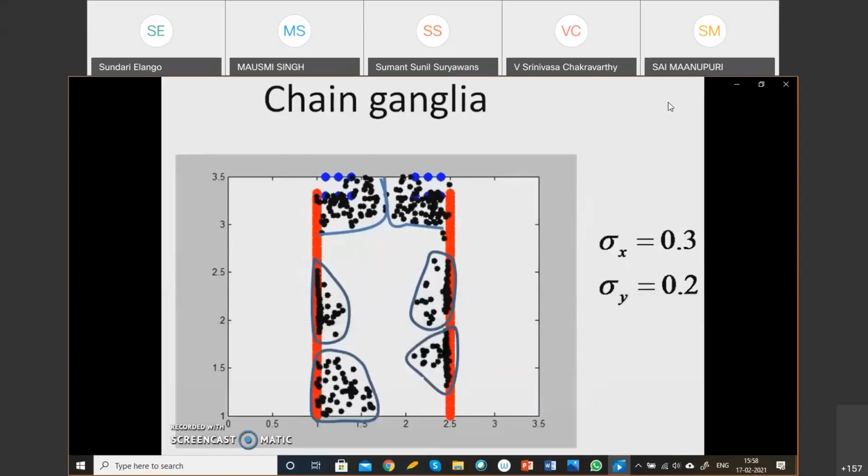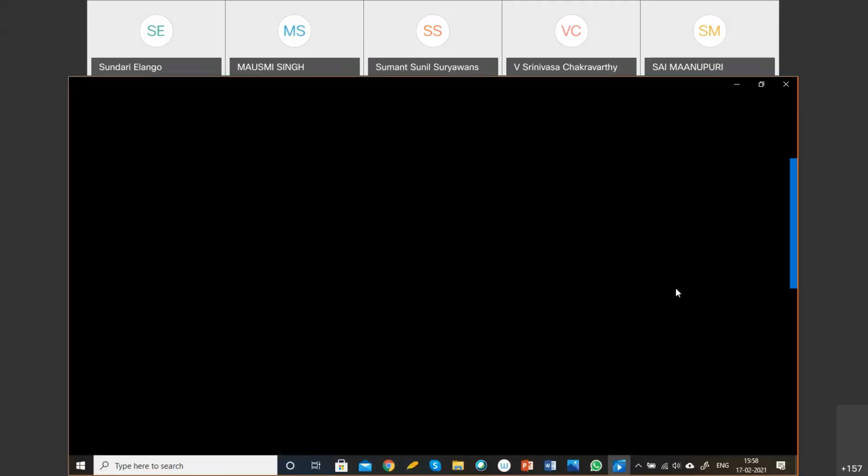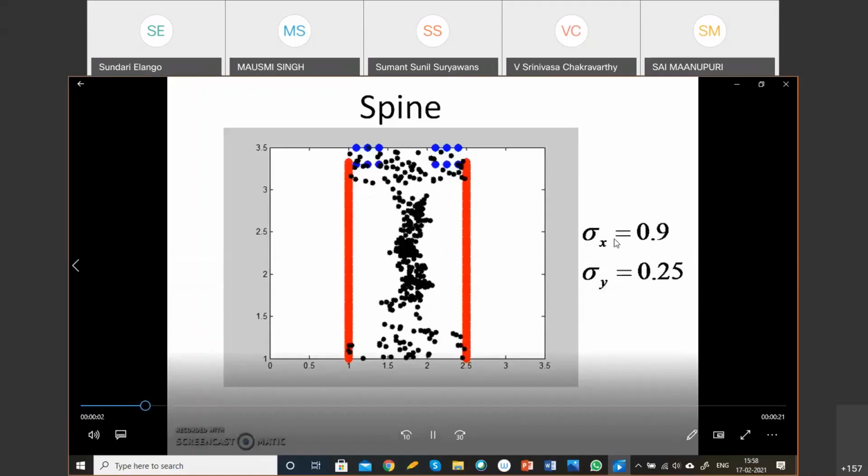Now let us look at the third case, where I just change the parameters. Sigma x, that is the horizontal clustering parameter, I increase a lot more. And if we do that, see what happened. All the neurons got clustered in the center, forming some kind of a stem, which resembles the spinal cord. And there's a bunch of neurons at the top, which kind of resembles the brain.